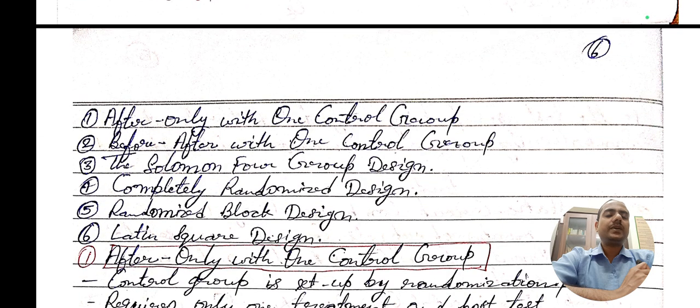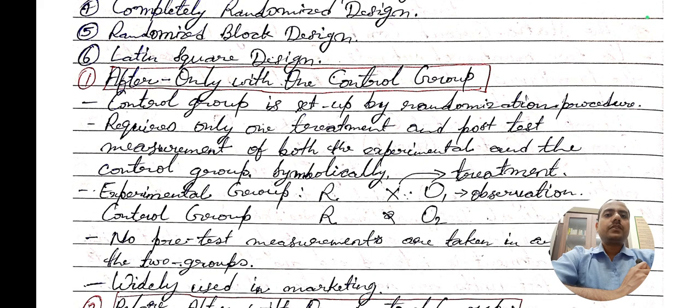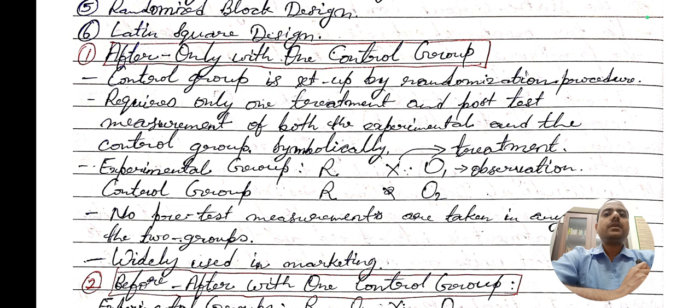And the types of experimental design here. First, after-only with one control group, before-after with one control group, the Solomon 4 group design, completely randomized design, randomized block design, and Latin square design. These are different types of experimental designs. So the first experimental design given here is after-only with one control group.